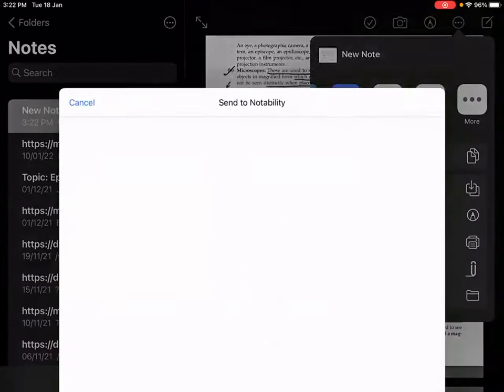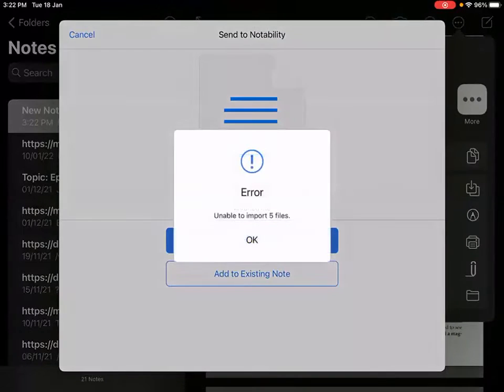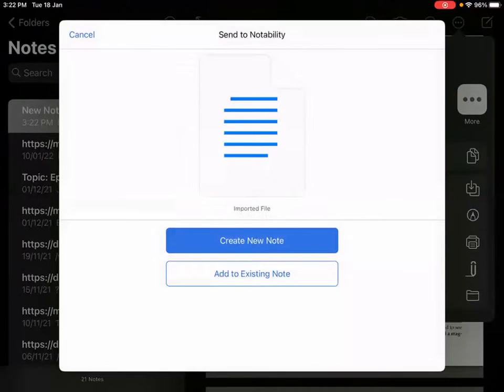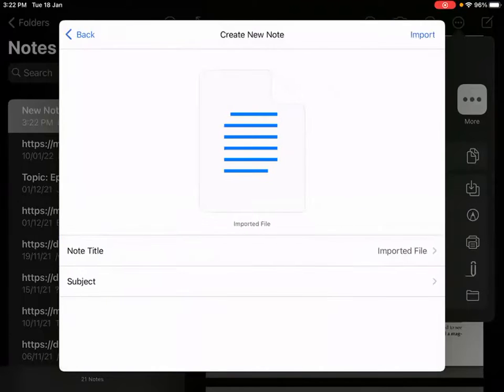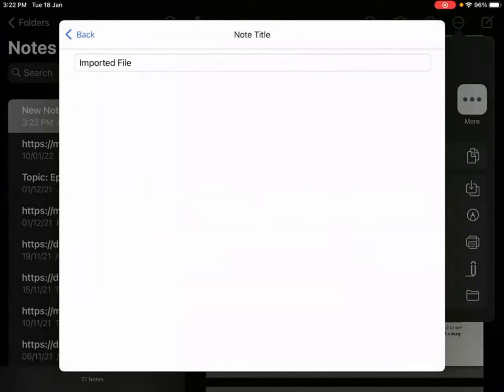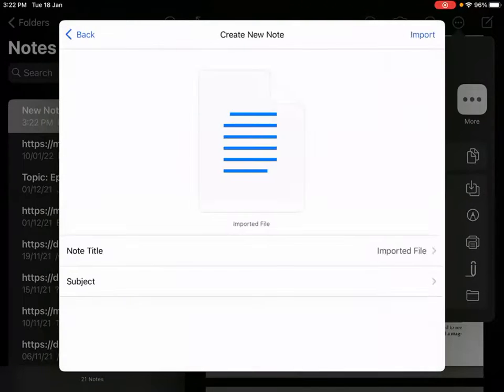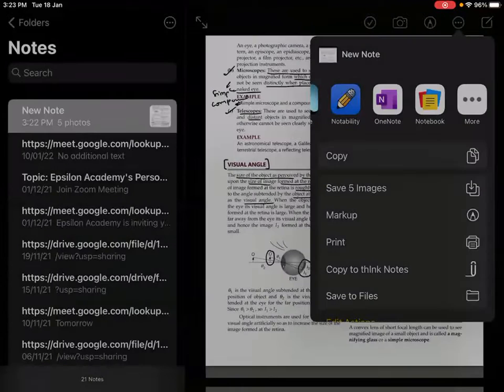Let me see if I'm able to write this. Software issue. Just give me a minute, please.